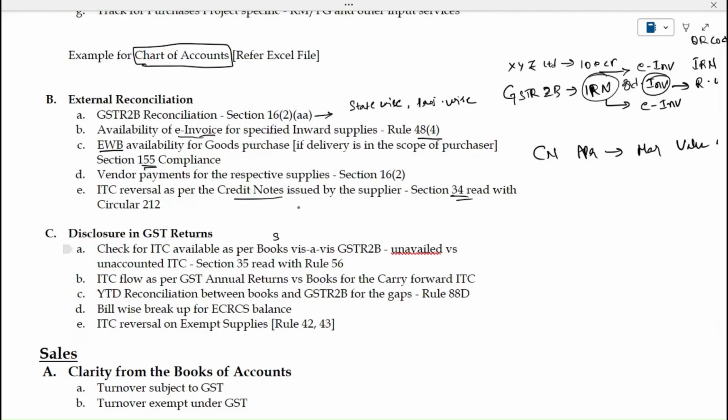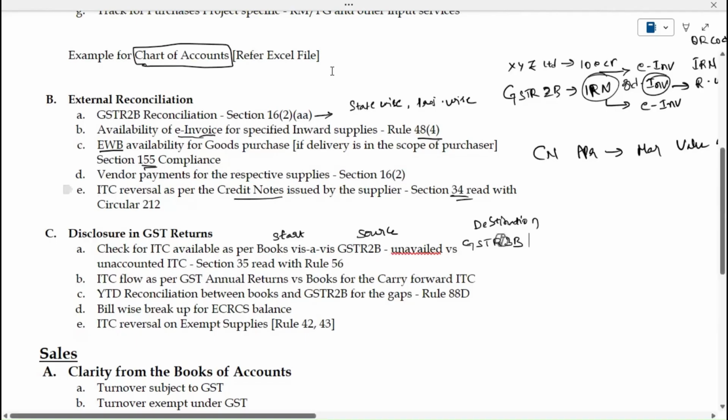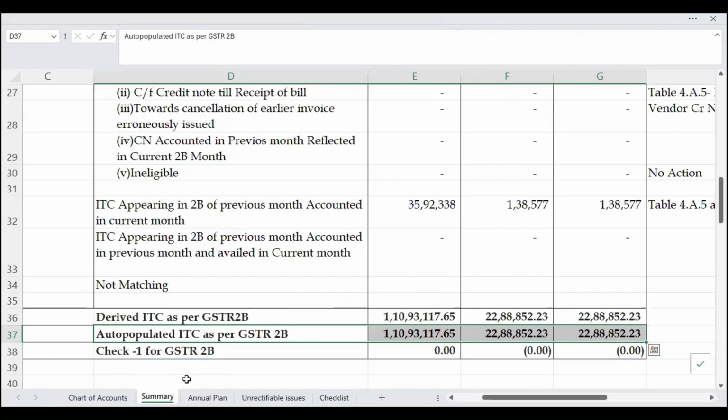This is the starting point, this is the source, and this is the destination. I start with books. I compare with what is there in GSTR 2B. Then I travel to GSTR 3B, to see what I can avail. Now, this three-way mechanism is what I have mapped here in the Excel file. I'll share this Excel file with you also.